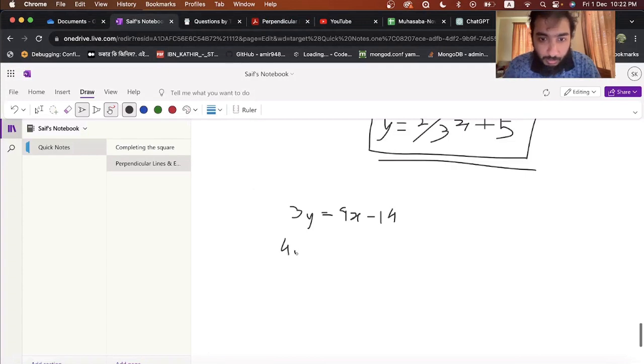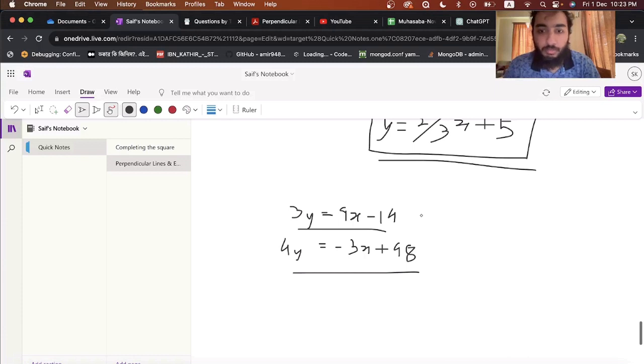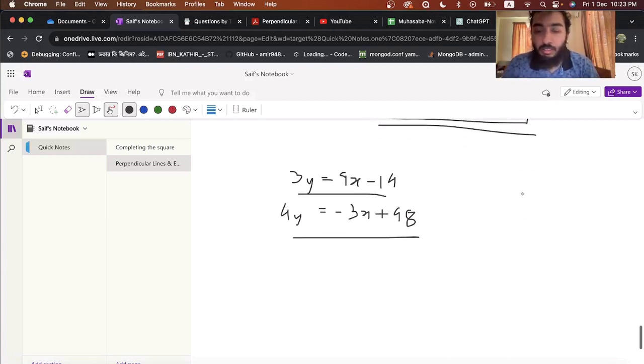So these two lines are perpendicular to each other, and I have to prove it. We know that if two lines are perpendicular, then the product of their slopes is minus 1.